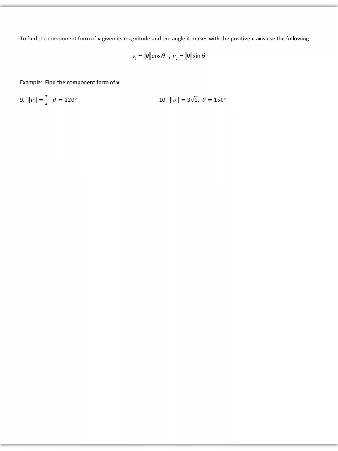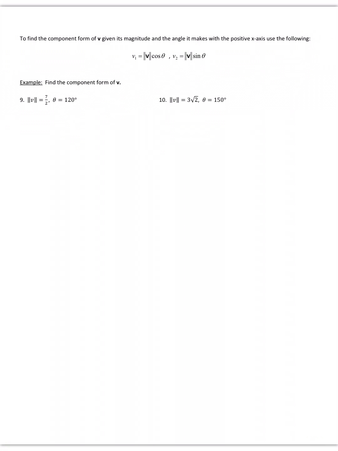This one is to find the component form of v given a magnitude and an angle it makes with the positive x-axis. We use the following. Okay, what if they just give us the magnitude and the angle? How do we find the vector? Well, here it is. For the x part, I'm going to take the magnitude times the cosine of the angle theta. And for the y, I'm going to take the magnitude times the sine of theta. Hopefully that makes sense, because cosine is horizontal, sine is vertical, right? So let's try one of these.